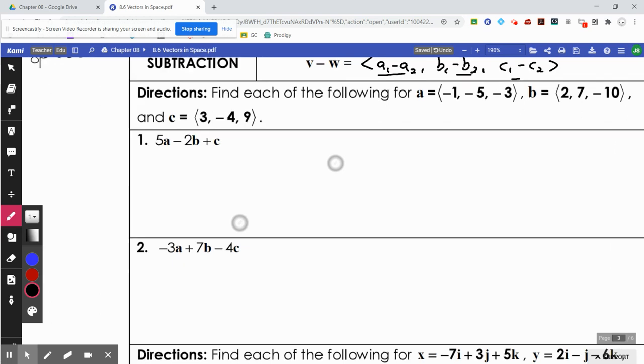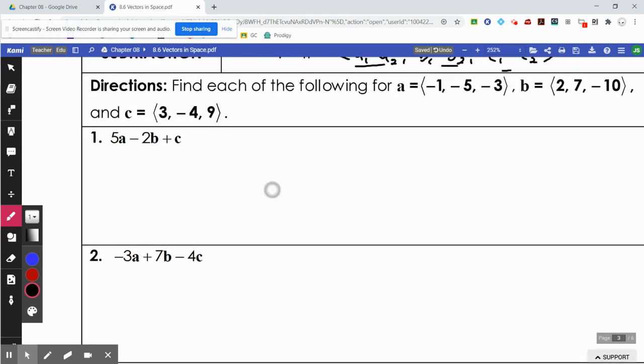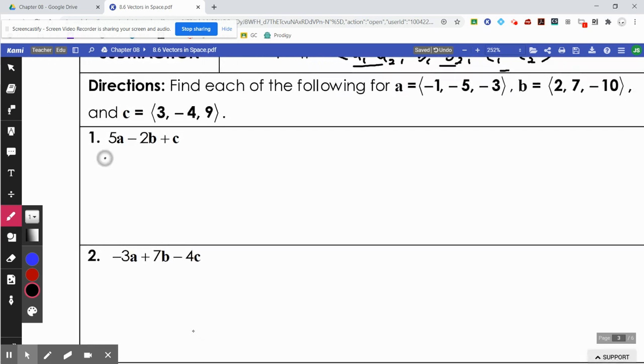Number one says to do 5a minus 2b plus c. So let's start out by doing 5a. So that turns vector a into, multiply everything by 5, that'd be negative 5, negative 25, and negative 15. That's 5a. Minus 2b. Let's go ahead and do 2b. And you can go ahead and distribute that negative 2 if you'd like to, and then add the two vectors, but I'm just going to go ahead and distribute the 2. That's going to be a 4, a 14, and a negative 20. And then you have plus vector c, which is 3, negative 4, and 9.